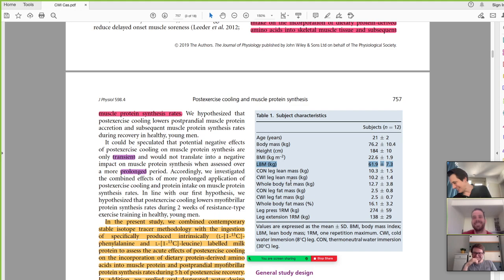One more question from Constantino, who asked: do you think if you would have given subjects a higher protein intake, that would compensate for the difference in MPS?